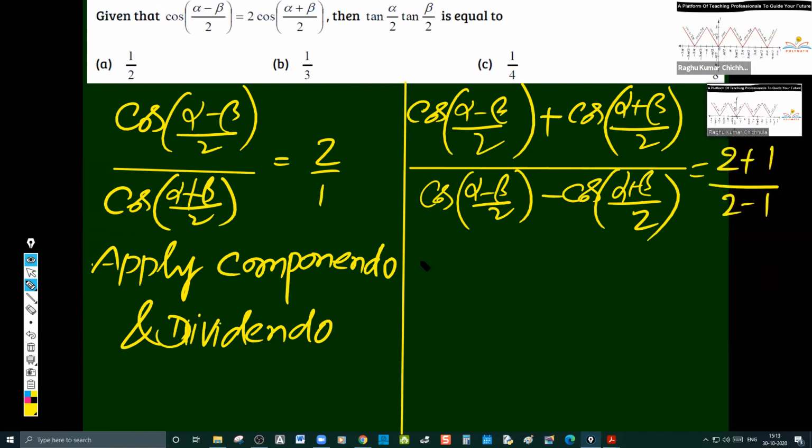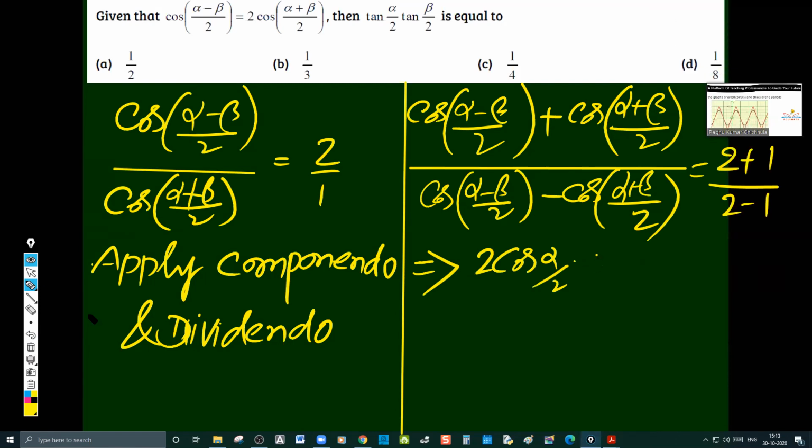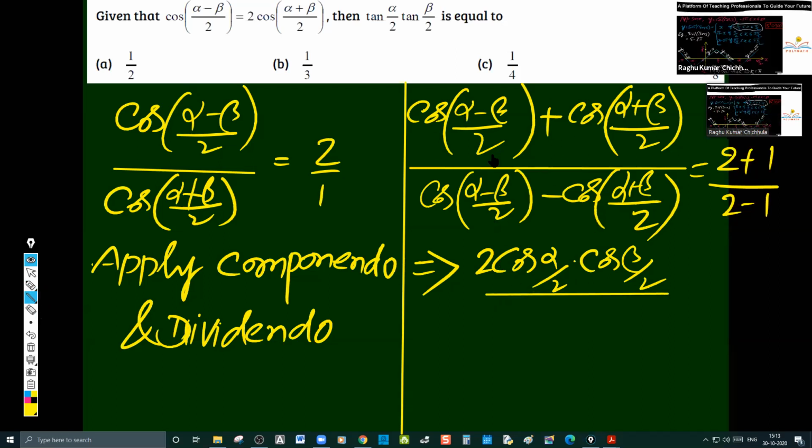Come on, tell me what is the numerator value? Cos of A plus B plus cos of A minus B is 2 cos A cos B. So 2 cos alpha by 2 cos beta by 2.